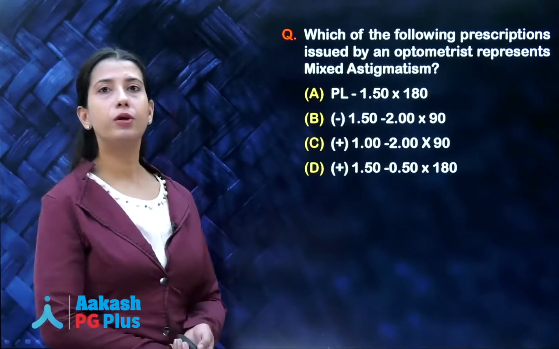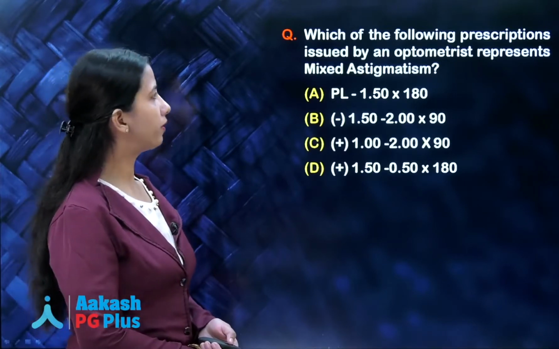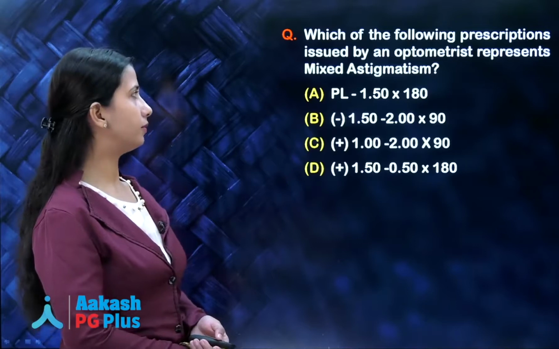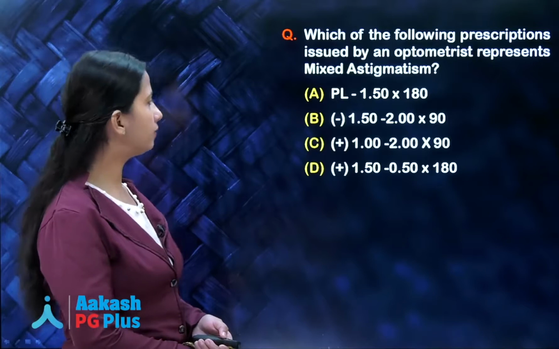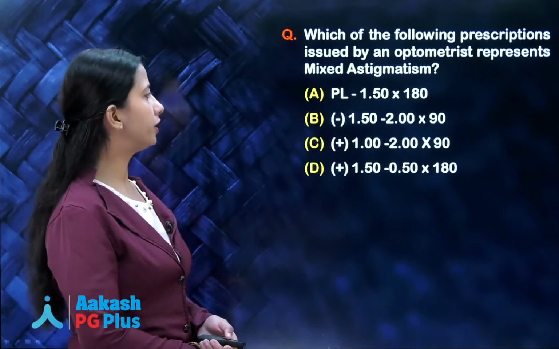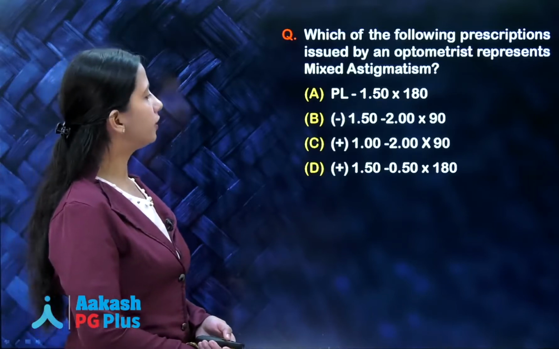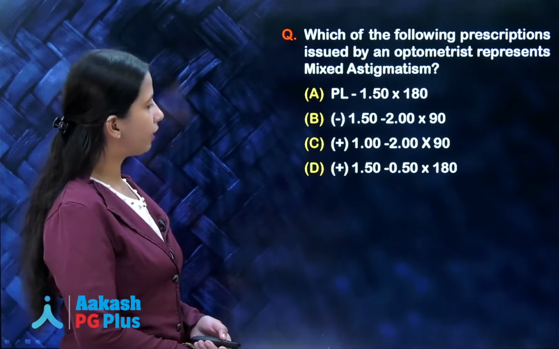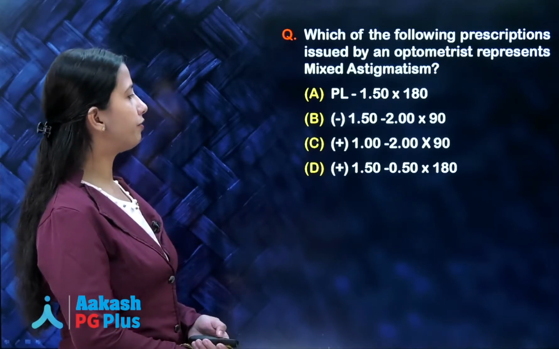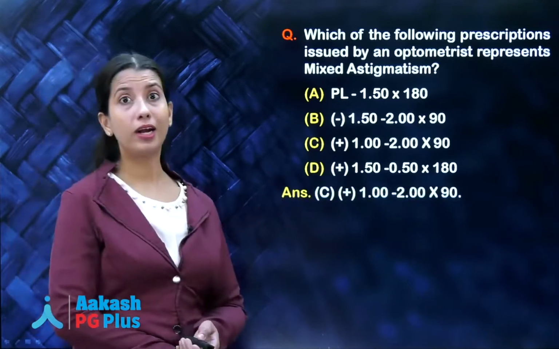Coming to question number 2. Which of the following prescriptions issued by an optometrist represents mixed astigmatism? Plane with -1.5 cylinder at 180 degrees, -1.5 sphere with -2 cylinder at 90 degrees, +1 sphere with -2 cylinder at 90 degrees, or +1.5 sphere with -0.5 cylinder at 180 degrees. Answer is this, but it sounded like Greek and Latin, but it won't in a while.